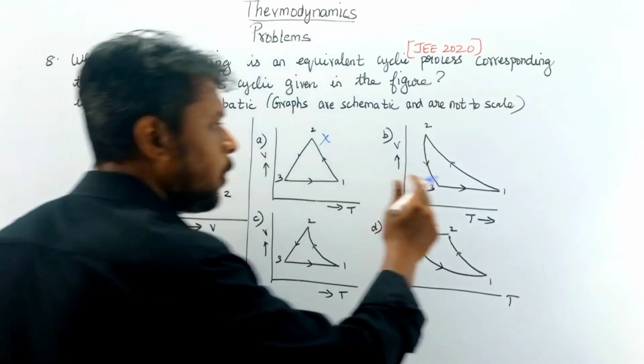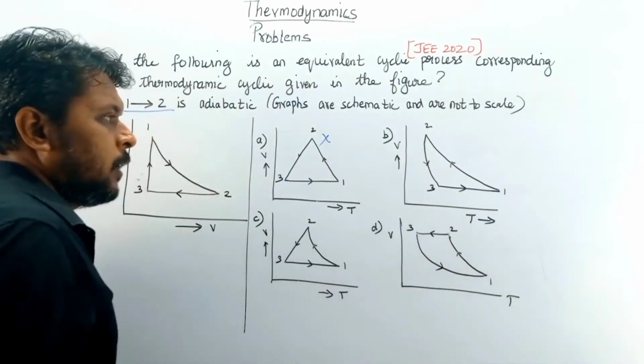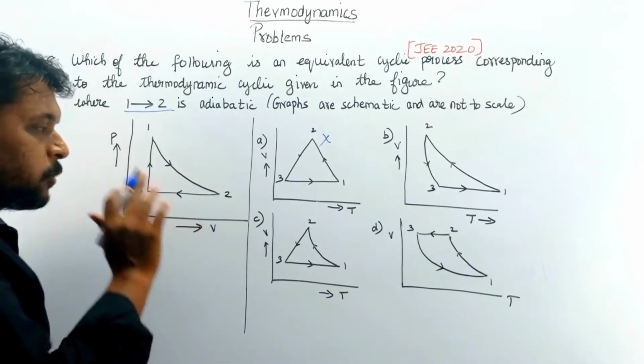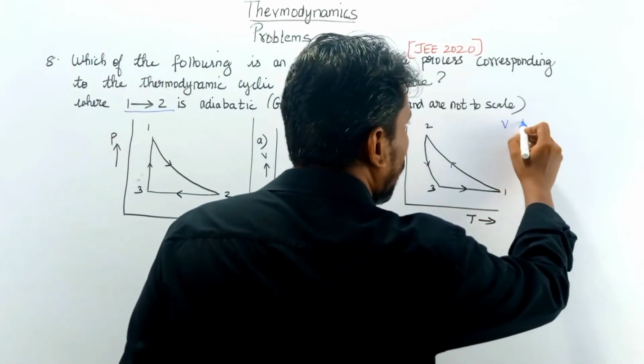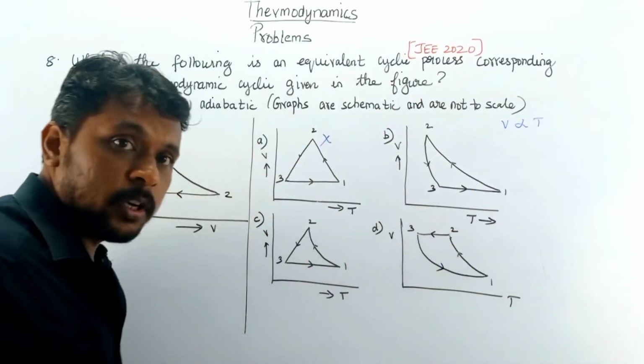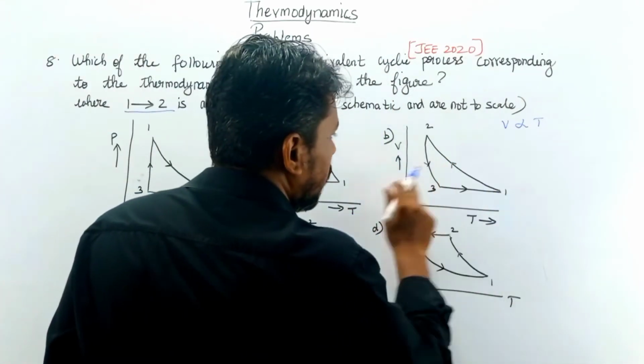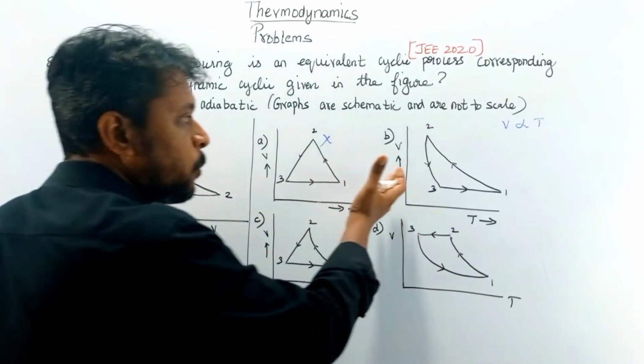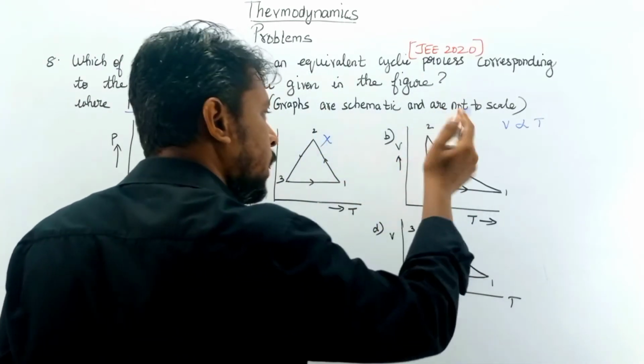See B, 1 to 2 they are given in curved position. See 2 to 3, 2 to 3 is a constant pressure process. As pressure remains constant, we see that volume and temperature are directly proportional. But here we see that when the volume reduces, there is an increase in temperature. So they are inversely proportional. So this could not be right.